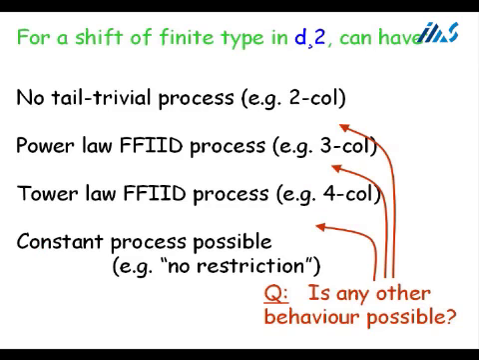So in 2 and more dimensions, we see each of these behaviors. Either there's no way to generate the process, you have power law tails, you have tower law tails, or you have 0 coding radius. And we don't know if there are any other shifts of finite type that have any other intermediate behavior, like if there's some configuration for which there's an exponential law FFIID and you can't do tower law, for example.